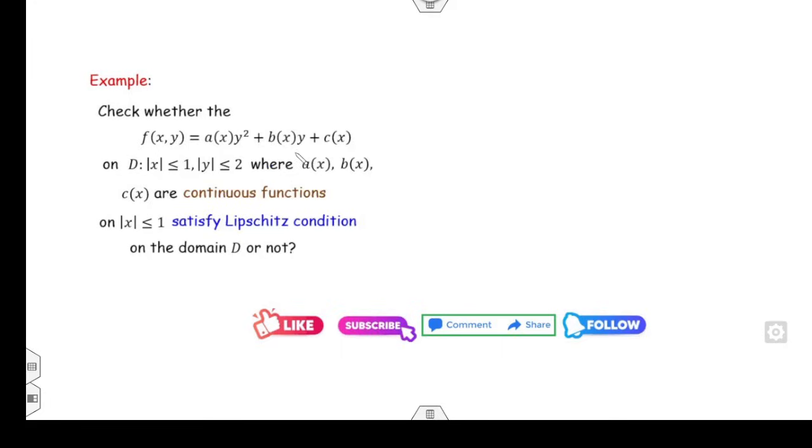Okay, look at another one. Check whether the function f defined on the rectangle given to you, where a and b are continuous functions on mod of x less than or equal to 1, satisfies the Lipschitz condition or not. Fine. Let's take del f upon del y.